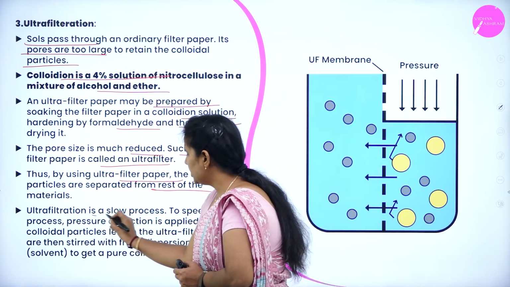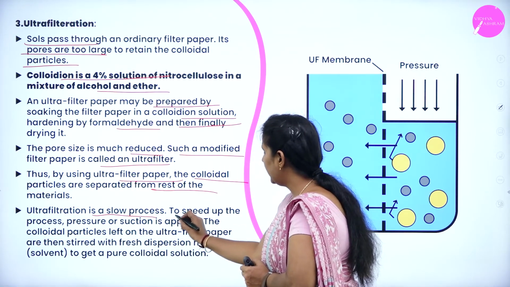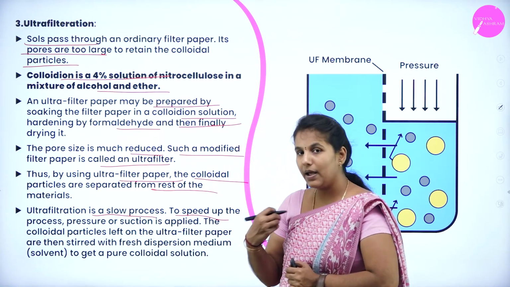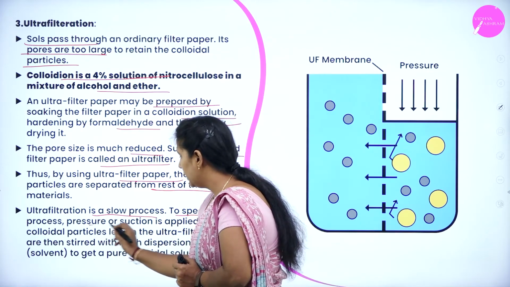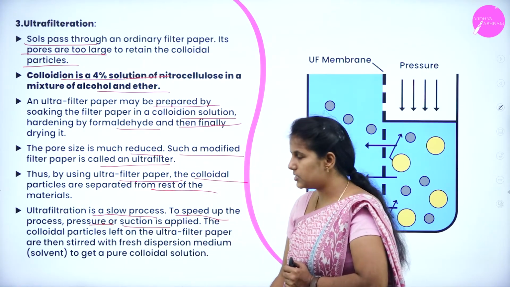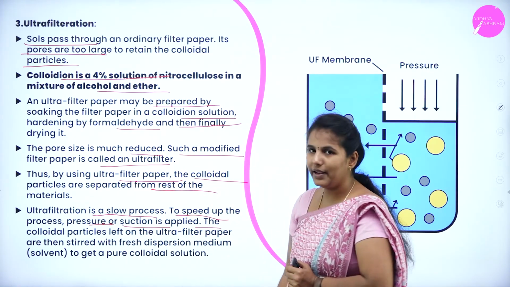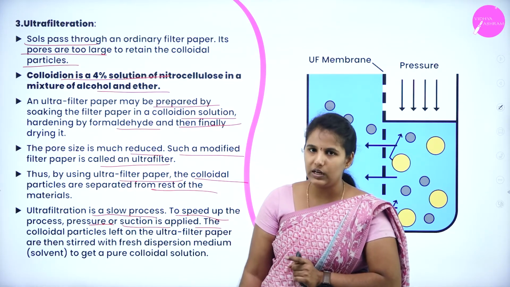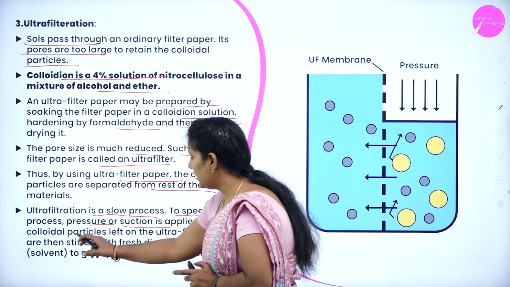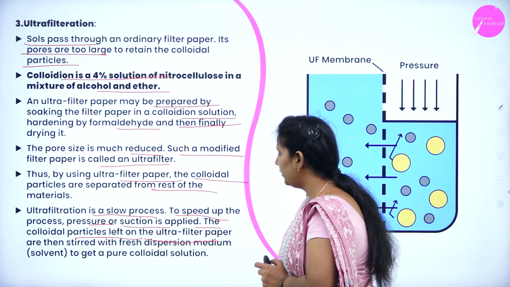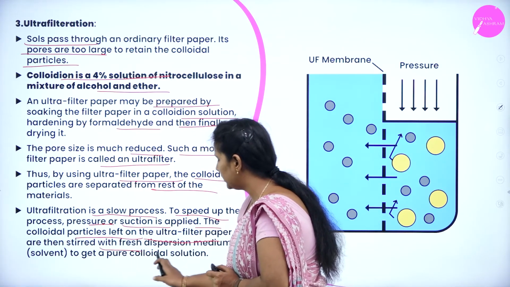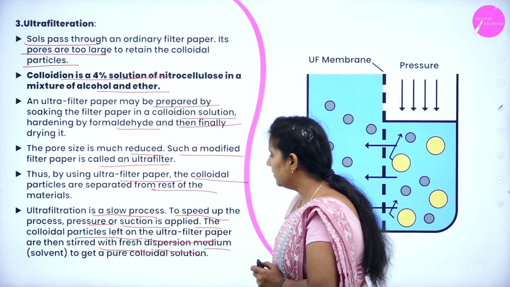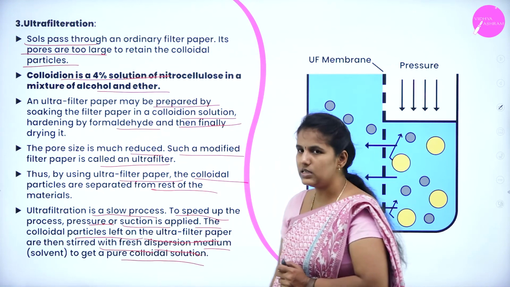Ultrafiltration is a slow process, and it is speeded up by applying some pressure, or by using suction, which is applied on the filter paper to increase the filtration. So the colloidal particles will be left on the ultrafilter. Later, it will be stirred with fresh dispersion medium to get a pure colloidal solution.